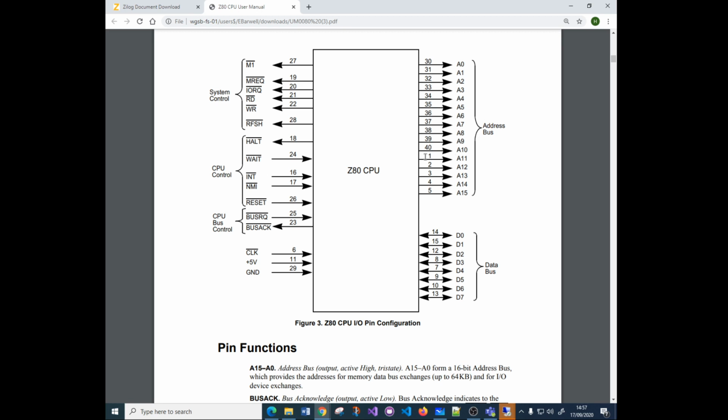How many memory locations can a Z80 CPU therefore access, if it's got 16 bits? I'll put you out of my misery. 65536. 64K. Okay. It's a little bit more complicated than that. You can address more memory.